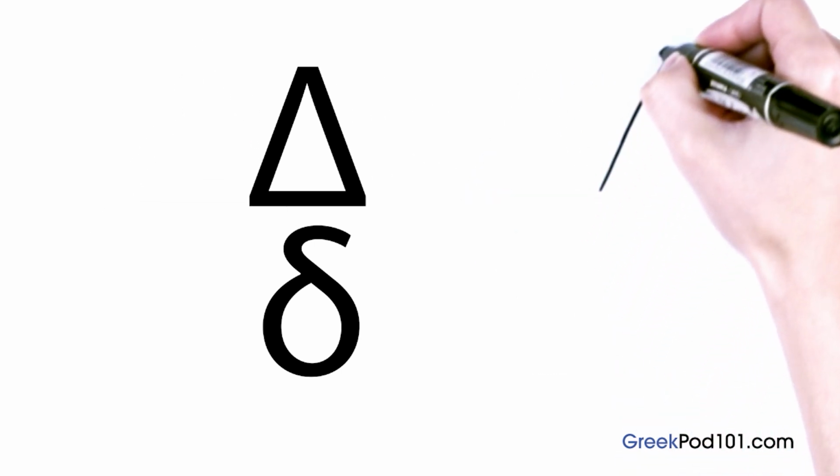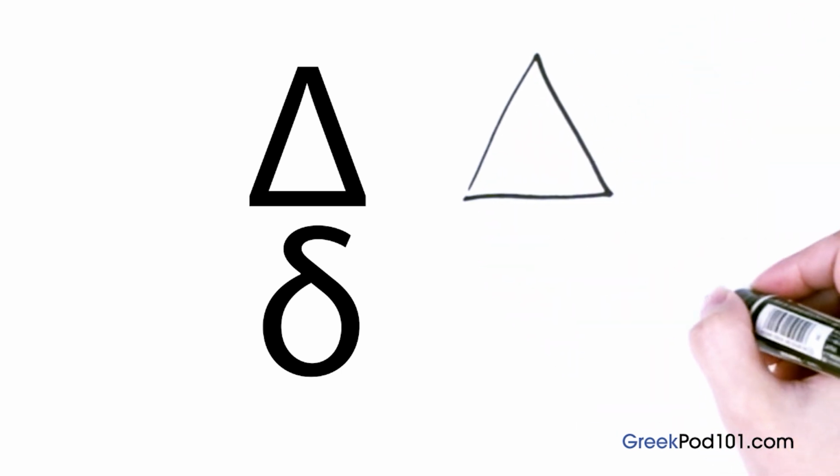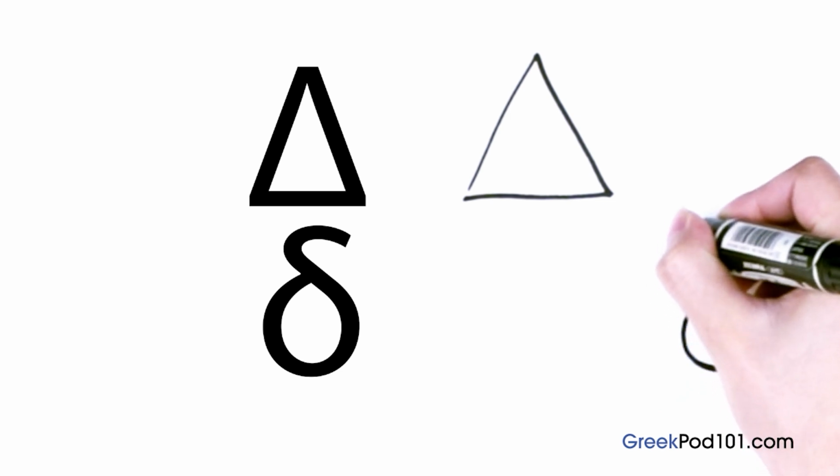Here's the uppercase form. And here's the lowercase form. We're done with delta. Are you up for the next challenge? Don't get too worried because this next one is even easier. Its sound exists in English and its shape is very close to the delta we just learned. It's lambda, the Greek version of L, and it sounds pretty much like the English L.